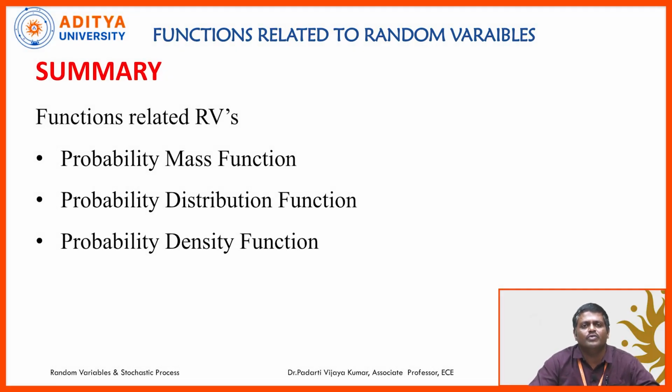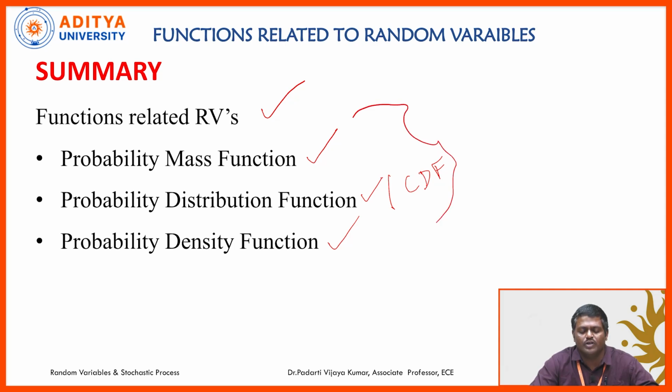So, in this session we have seen different functions related to random variables. One function is the probability mass function, another is the probability distribution function, sometimes also called the cumulative distribution function, and we have also seen the probability density function. All these three functions are related to random variables. In one session we saw the definitions and properties of the distribution and density function with one example. In this session we solved a comprehensive number of problems for the probability mass function, distribution function and density function.